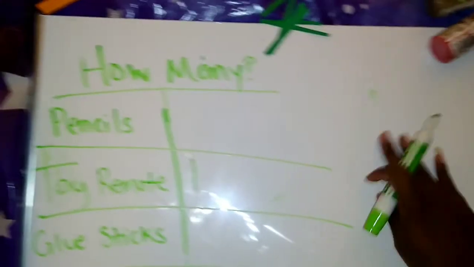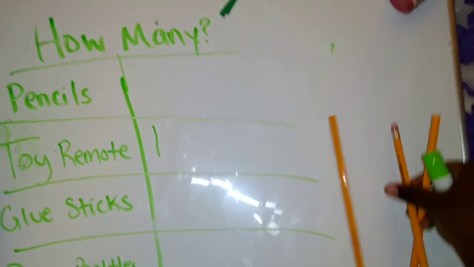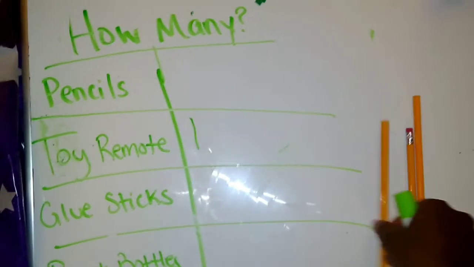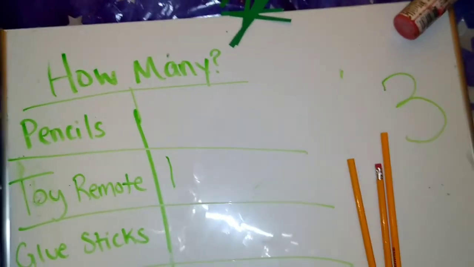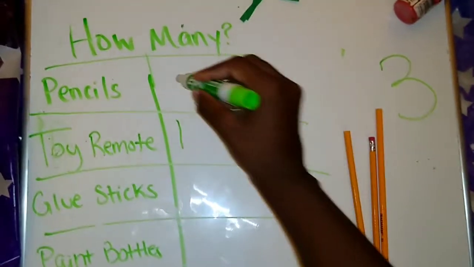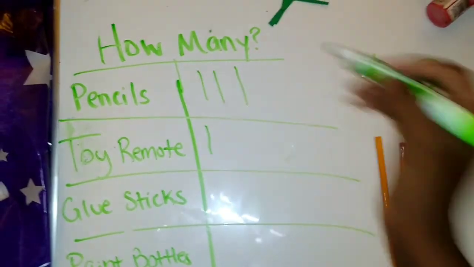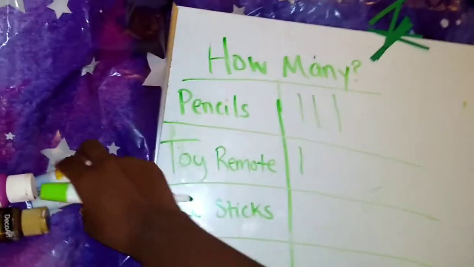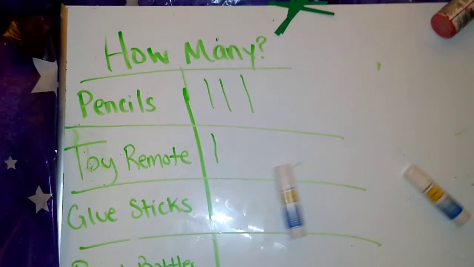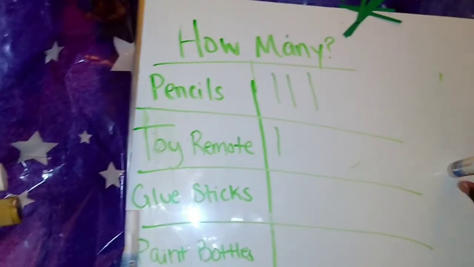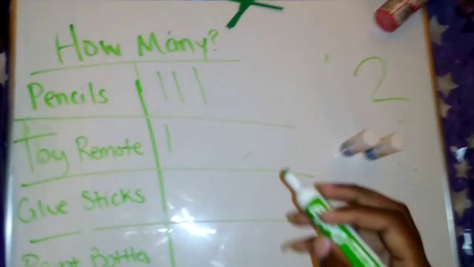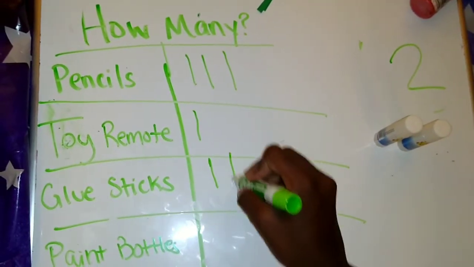Okay, so next we're going to do the pencils. So I have 1, 2, 3 pencils. So we have 3 pencils. Okay, so I will do 1, 2, 3 tally marks. Now we're going to do our glue sticks. We have 1, 2 glue sticks. 2 glue sticks, so we have it here. 1, 2. Okay, now we're going to do our paint bottles.